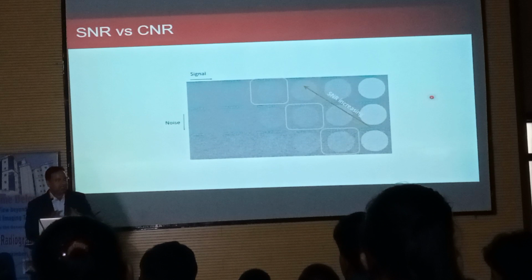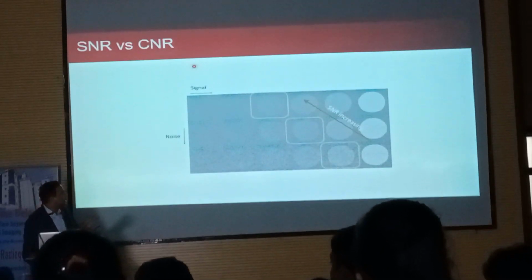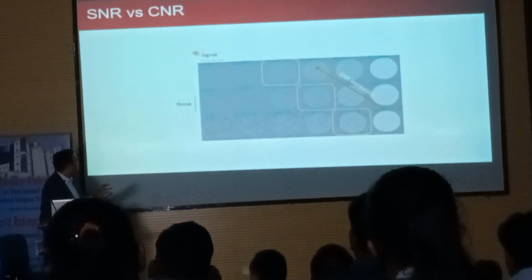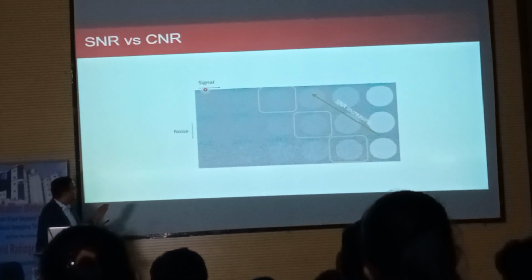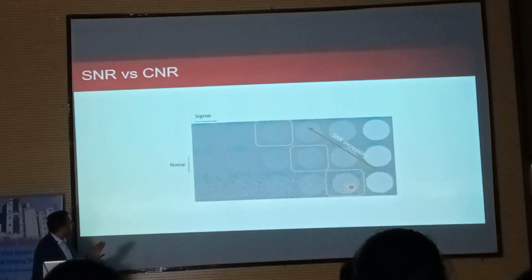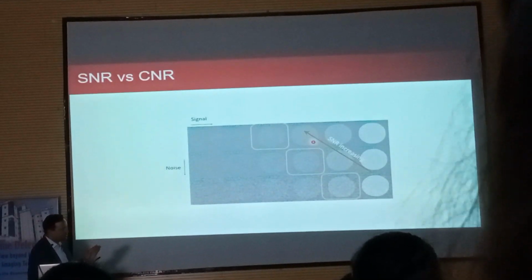This is just to give you a picture. I'm not sure whether it is very visible, but here is how SNR and contrast to noise ratio are related. I have just highlighted 3 boxes here. Contrast increases from left to right, noise goes from top to bottom. So here I have put the contrast level the same for all these 3 boxes. However, SNR gets increased.